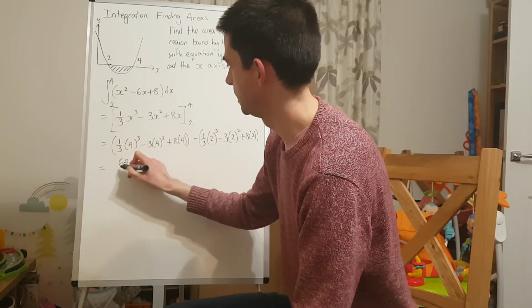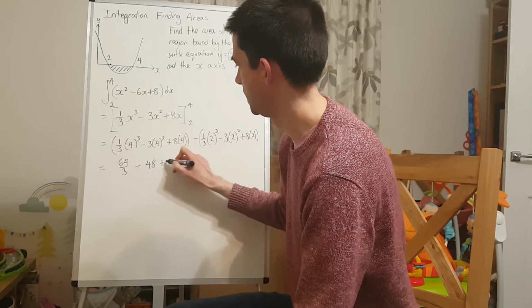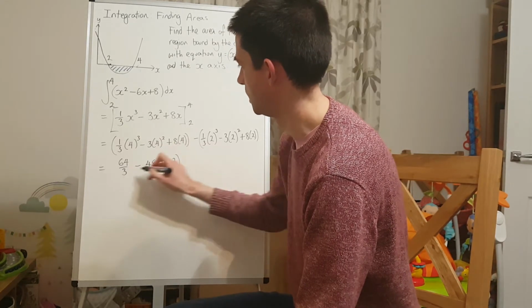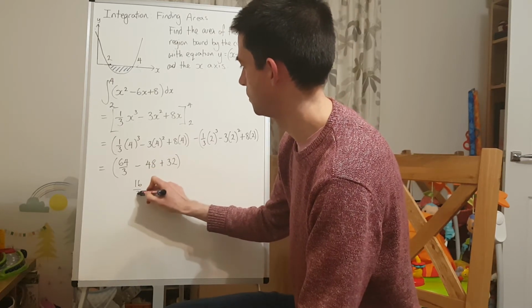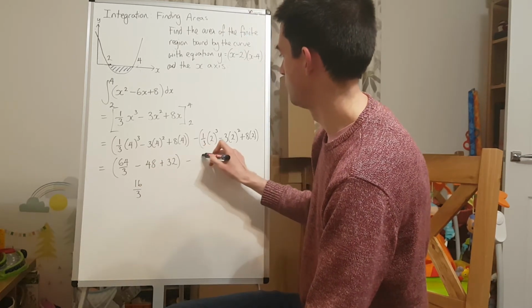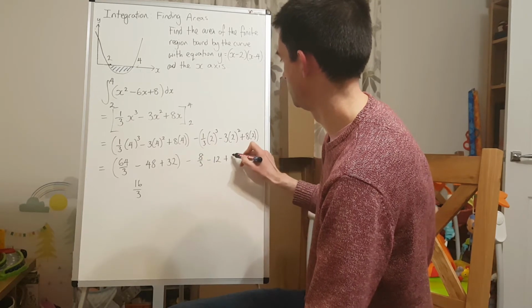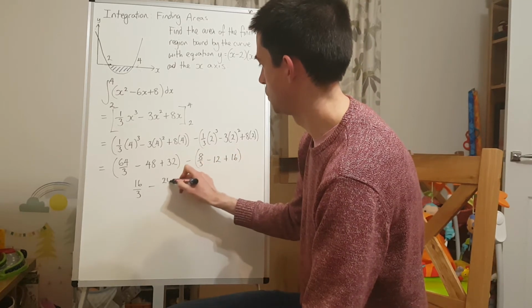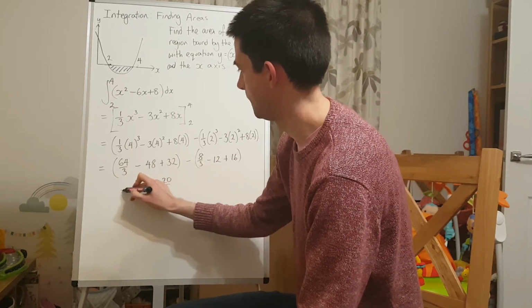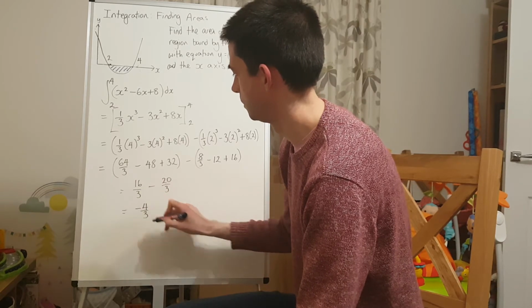which gives me 64 over 3 minus 48 plus 32, which comes out as 16 over 3, minus 8 over 3 minus 12 plus 16, which comes out as 20 over 3, which comes out as negative 4 over 3.